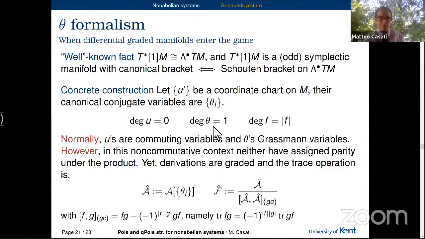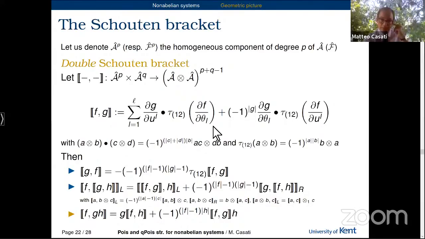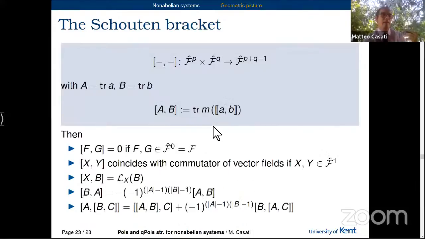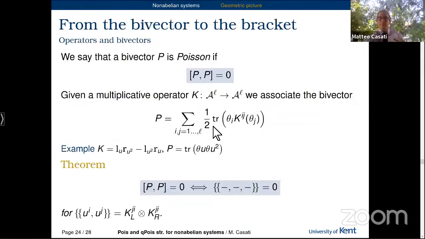I must move most of the discussion to the parallel session, where I'm introducing what we call the theta formalism, a differential graded manifolds formalism to deal with the Schouten bracket in an operational and easy way. On this space there must be a double Schouten bracket and an actual Schouten bracket as we are used to. Once you have done all this preliminary work, the operator that defines the double Poisson algebra is a Poisson bivector in this sense. So this is an identity.